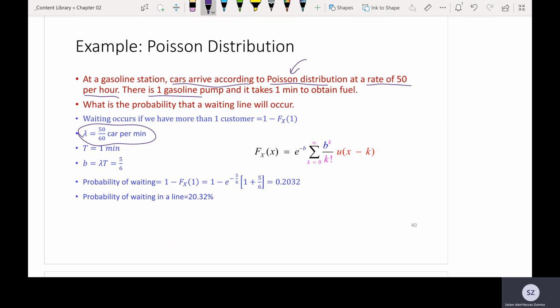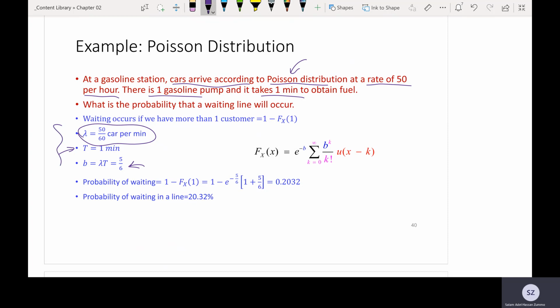Now there is one gasoline pump that takes 1 minute to provide fuel. So the service time is 1 minute. Basically, T, the time it takes to serve one customer, is 1 minute. Then in this case, if I look at a certain period of time, B will be the number of arrivals per minute multiplied by how much time I need to serve the customer, which is lambda T, which is 5/6.